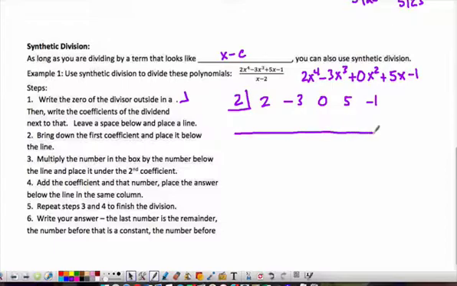Leave a space and draw a line. All right, bring down the first coefficient and place it below the line. So this is just going to go down here. Multiply the number in the box by the number below the line and place it under the second coefficient. So we're going to go 2 times 2 is 4, and we're going to put it right here. And then add the coefficient in number. So we're going to add these together, and I get 1. And then we just repeat. 2 times 1 is 2. I put it here. Add, I get 2. 2 times 2 is 4. Add, I get 9. And 2 times 9 is 18. Add, and I get 17. I'll still put that in there.